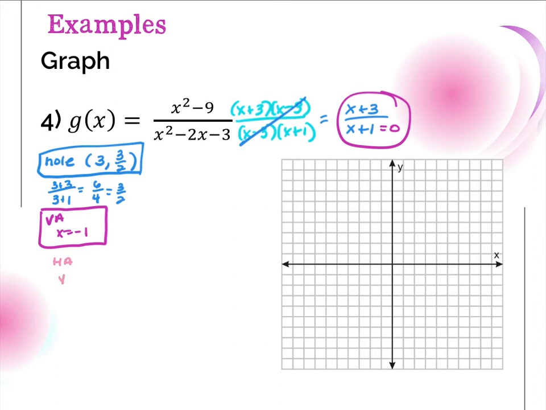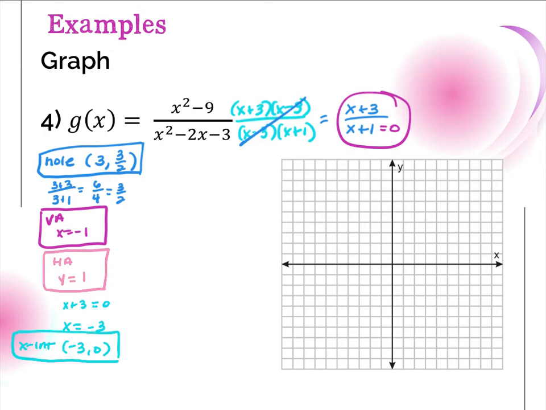So this is my leading coefficient. It'd be 1 over 1, which is 1. X-intercepts, I set my numerator equal to 0. X plus 3 equals 0 means my x-intercept is -3. Or the 0, right? Because those are the same things. And the y-intercept, if I plug 0 in for x, 0 plus 3 over 0 plus 1, I get 3.